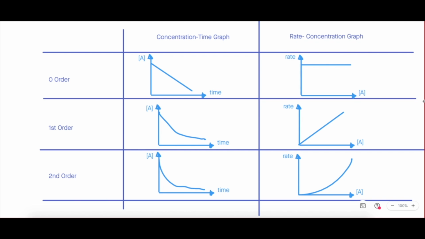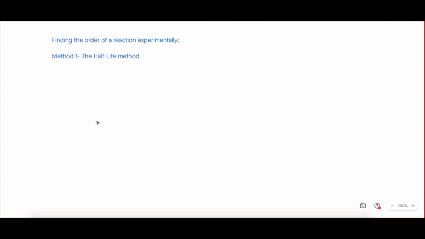Now we're going to look at how it's possible to work out the order of a reaction experimentally. There are two methods to do this. The first one that you'll come across is the half-life method, but this doesn't prove any order. The only thing this does is prove whether something is first order or not. It doesn't prove whether something is second order or third order or anything else. It only proves whether something's first order or not. The definition of half-life is the time taken for the initial concentration of a reactant to halve.